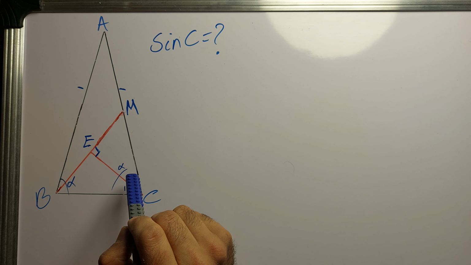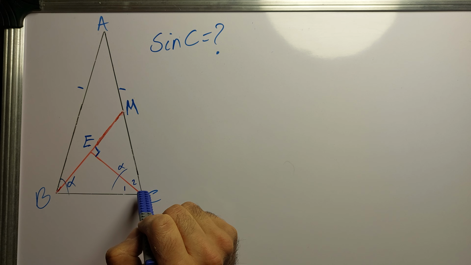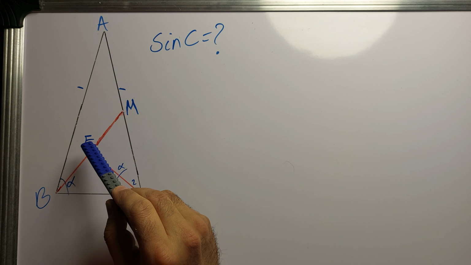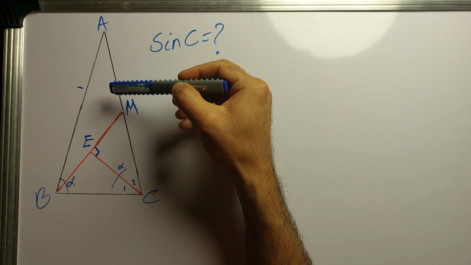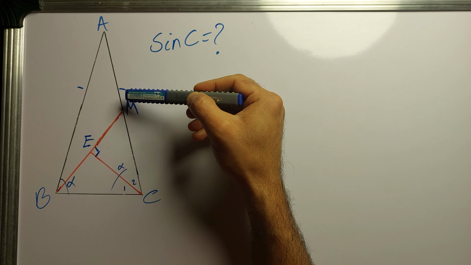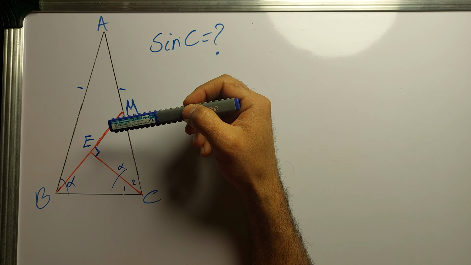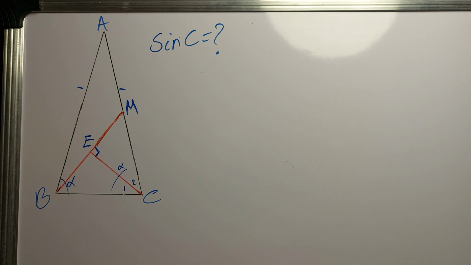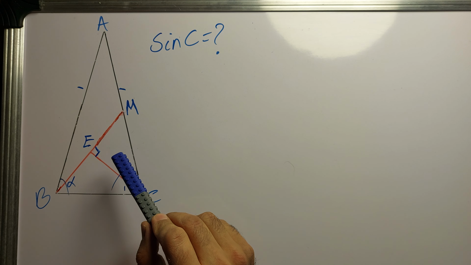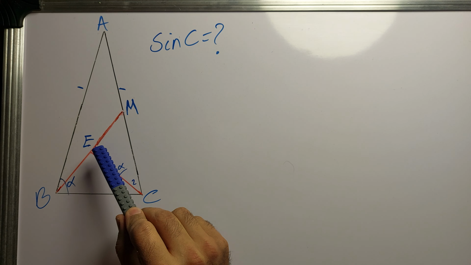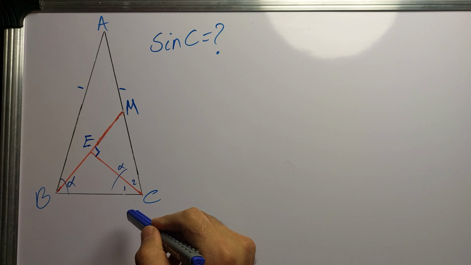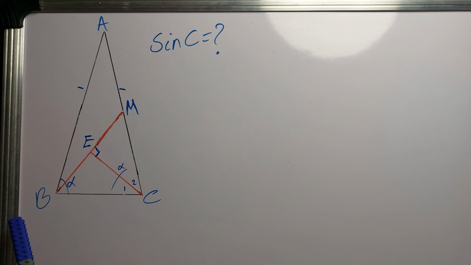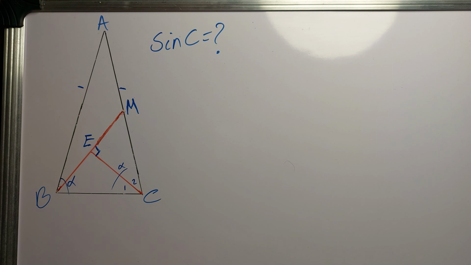And the question has told us that this angle bisector CE is perpendicular to this line BM, which is the median in this triangle. It means AM and MC are equal in length. So BM is the median of this side, AM and MC are equal, and it is formed in a way that this angle is 90 degrees. And now the question wants from us, what is the sine of C? Doesn't matter which angle, what is the sine of C?